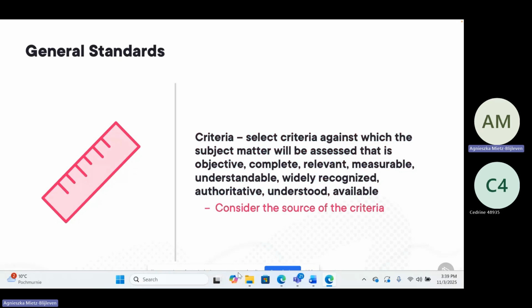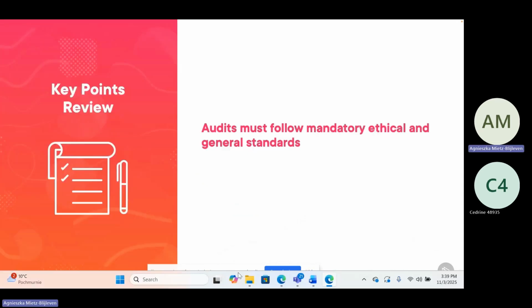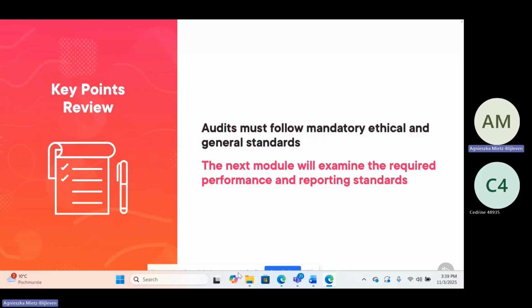We also need to consider the source of the criteria. Is this criteria we are using something which is authoritative and independent and objective, for example, and complete? The key points. Audits must be conducted following mandatory ethical and general standards. In the next module, we're going to examine some of the required performance and reporting standards that go together with these ethical and general standards we've just reviewed.